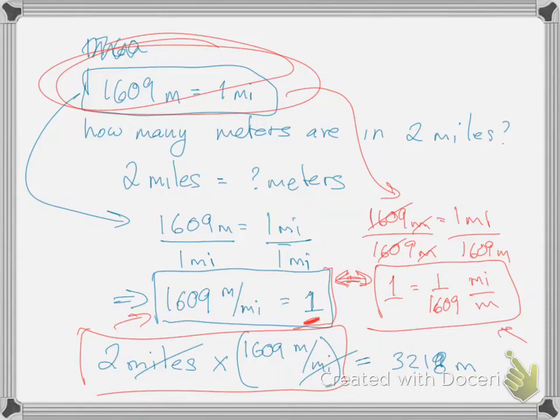If we use the one that's boxed in bluish green, we get 3,218 meters. If we use the one that's boxed in red, we don't get an incorrect answer. Well, it depends what we mean by incorrect answer. Look, we've got 2 miles times 1 over 1,609 miles per meter. It is still a correct answer, it's just not in meters because the miles don't cancel.